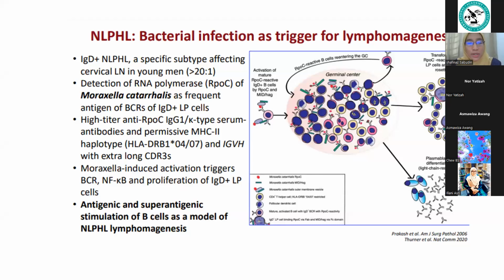Okay, now what is the triggering factor for the lymphomagenesis in nodular lymphocyte predominant Hodgkin lymphoma? There are so many studies that have been done, and there are some growing findings that it is actually associated with bacterial infection, and Moraxella catarrhalis is one of the most frequently found in the RNA polymerase study.